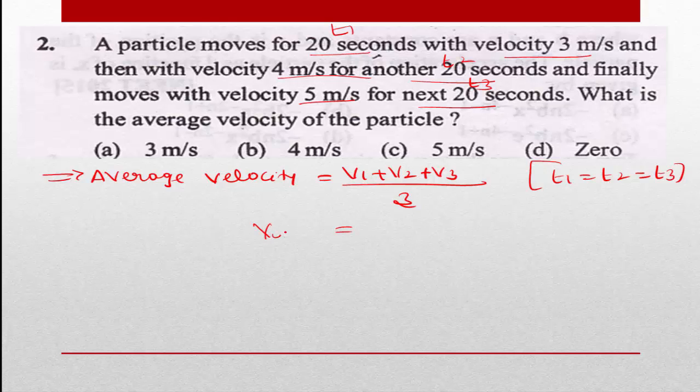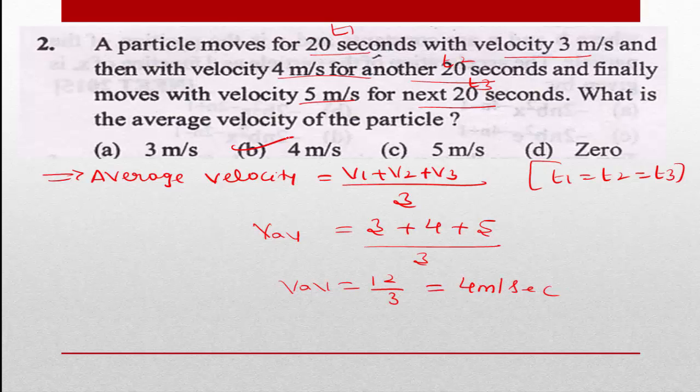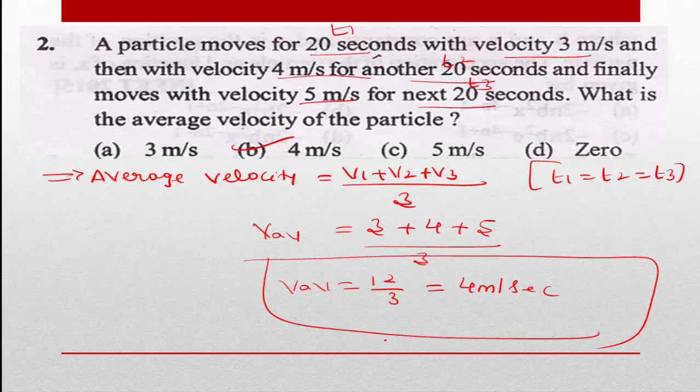V average is equal to V1 equal to 3 meter per second, V2 is equal to 4 meter per second, V3 is equal to 5 meter per second, and then divide by 3. Therefore, V average is equal to 3 plus 4 is 7, 7 plus 5 is 12, 12 divided by 3 is 4 meter per second. Option B is the right answer. In a very short time we get the answer: V average is equal to 12 divided by 3 is equal to 4 meter per second.